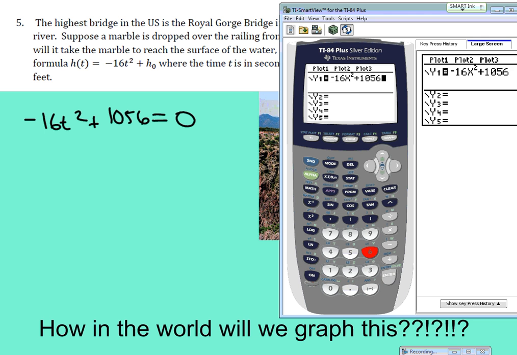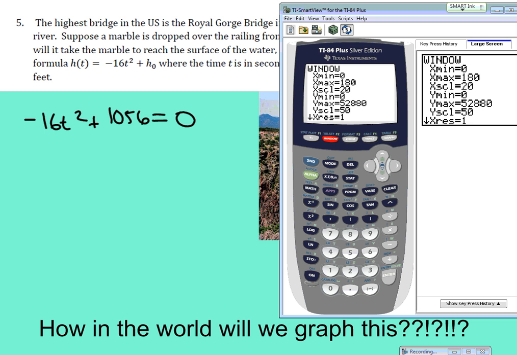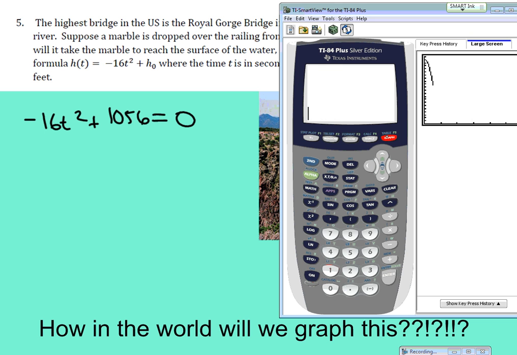Now we have to go back and mess with the window a little bit. It's not going to take up to 3 minutes. I'm guessing it's probably going to take less than 1 minute. So I'm going 60 seconds just to start, and I'll let each one be 10. My original height is only 1056, but I could just go 1100. Let's see what that graph looks like right now. So it's not even going to take 60 seconds here.